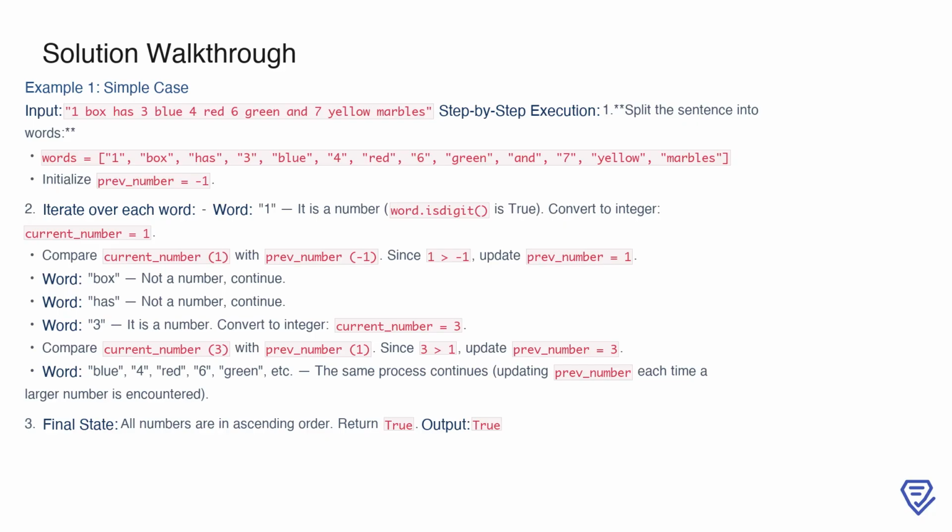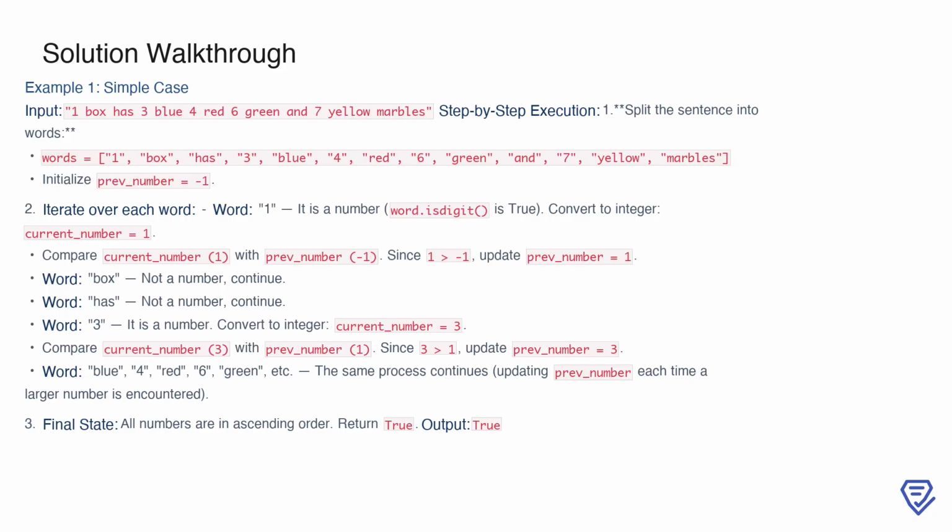For the first word, 1, we check if it is a number using the isDigit method, which returns true. We convert it to an integer, compare it with prev_number, and since 1 is greater than -1, we update prev_number to 1. Next, we encounter non-numeric words like box and is, and we simply skip over them. When we reach the word 3, we identify it as a number, convert it to an integer, and compare it with the previous number, which is now 1.